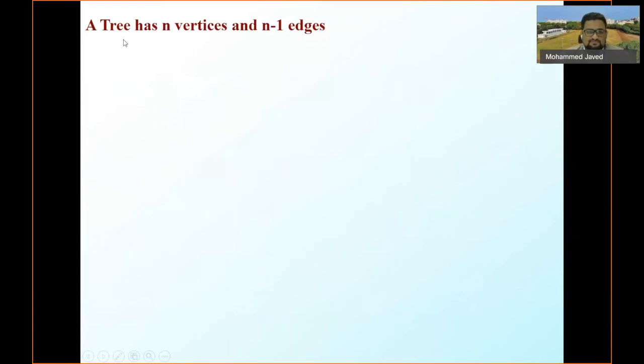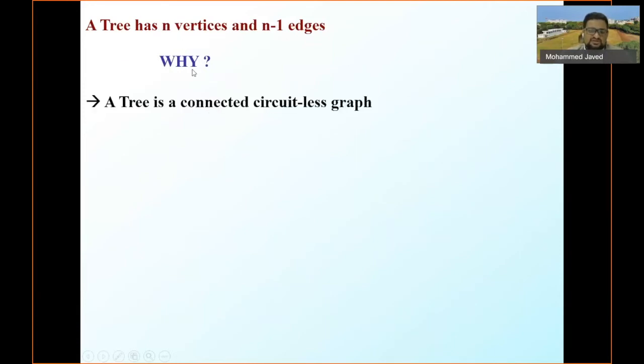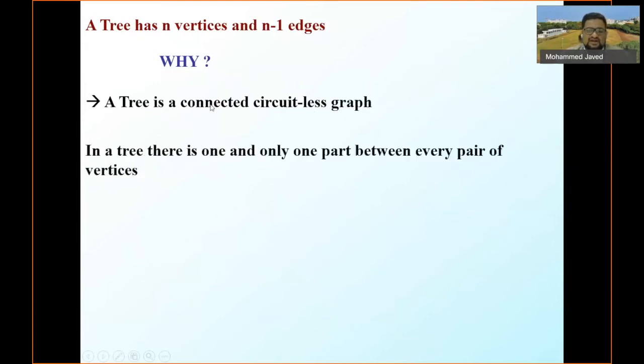So a tree has n vertices and n minus 1 edges. A tree is a connected circuitless graph. So if there is a circuit inside the tree, then it is not a tree, right? Because it has a circuit. So in a tree, there is one and only one path between every pair of vertices. So there is only one edge. That is the conclusion.